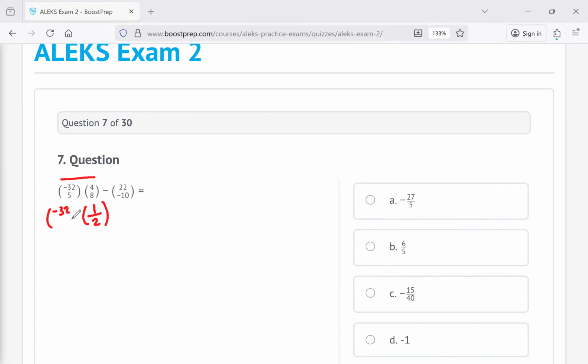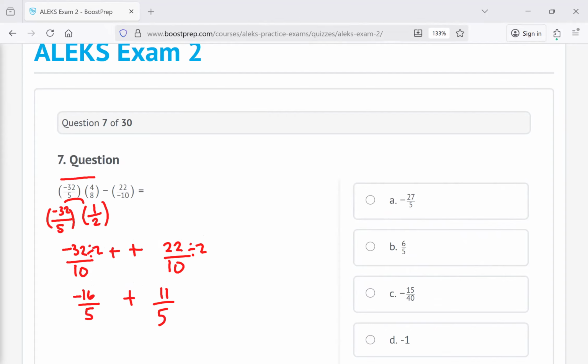And then you have negative 32 over 5. Then you multiply across, so this is negative 32, and then 5 times 2 is 10. Minus a minus 22 over 10. And then 22 over 10 can be reduced by 2, so that would be 11 over 5. And then over here, what's negative 32 over 10? I think that could also be reduced by 2. So negative 32 divided by 2 is negative 16, and then 10 divided by 2 is 5.